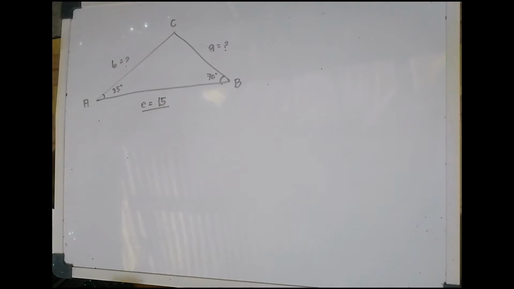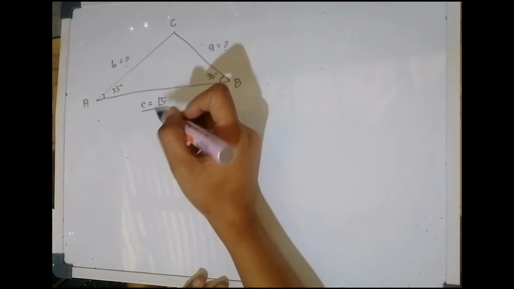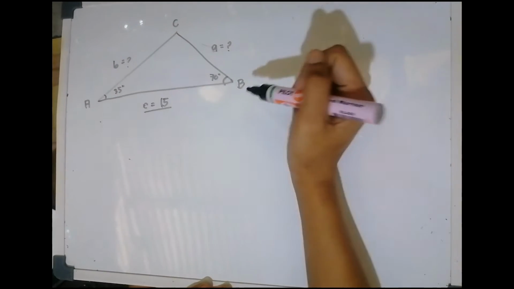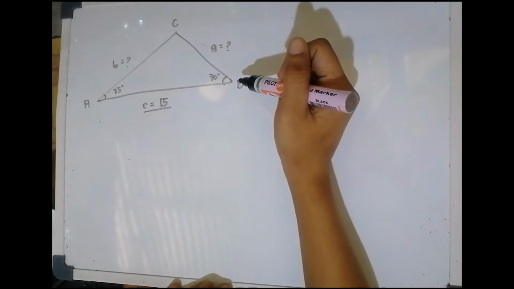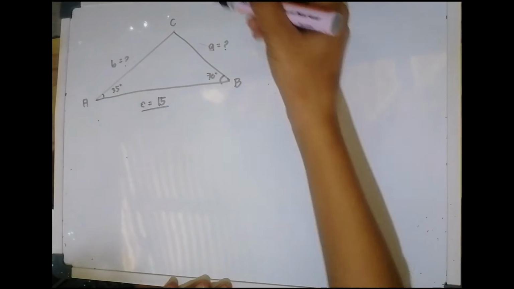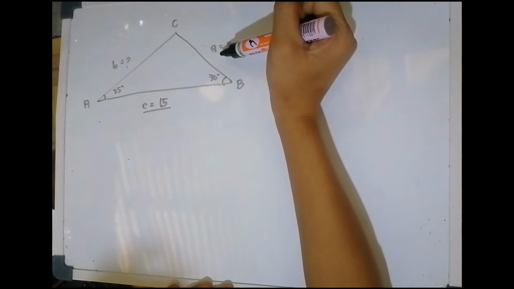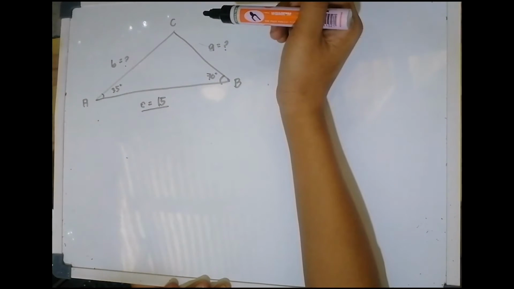We have our example for an oblique triangle. This is case 1, wherein the oblique triangle has one given side and two given angles. In this problem, we will need to find the measure of angle C and the measures of side A and side B.